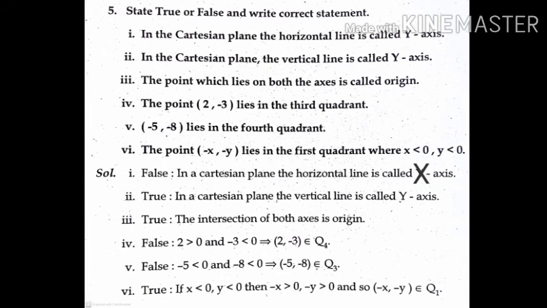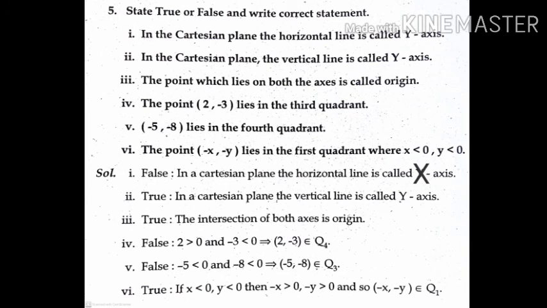Fourth question, the point (2, -3) lies in the third quadrant. Answer is false because 2 is greater than 0 and -3 is less than 0. So (2, -3) belongs to the fourth quadrant. Fifth question, (-5, -8) lies in the fourth quadrant. Solution: false, because -5 is less than 0 and -8 is also less than 0. So (-5, -8) belongs to the third quadrant.